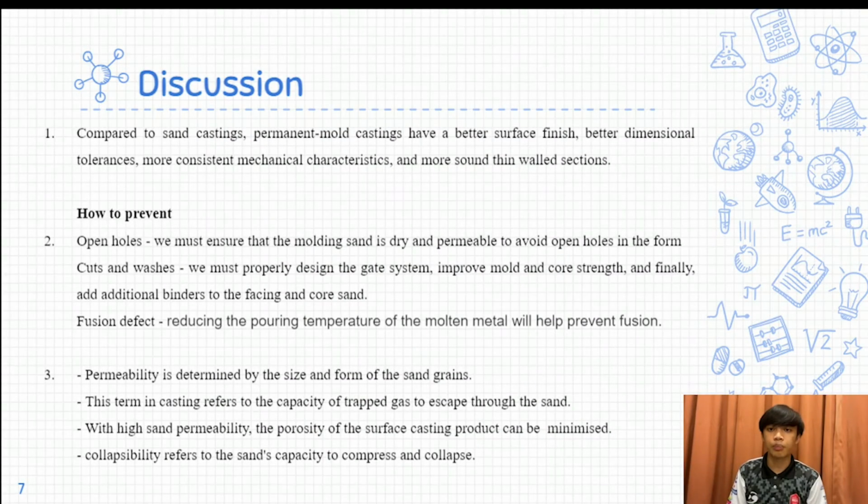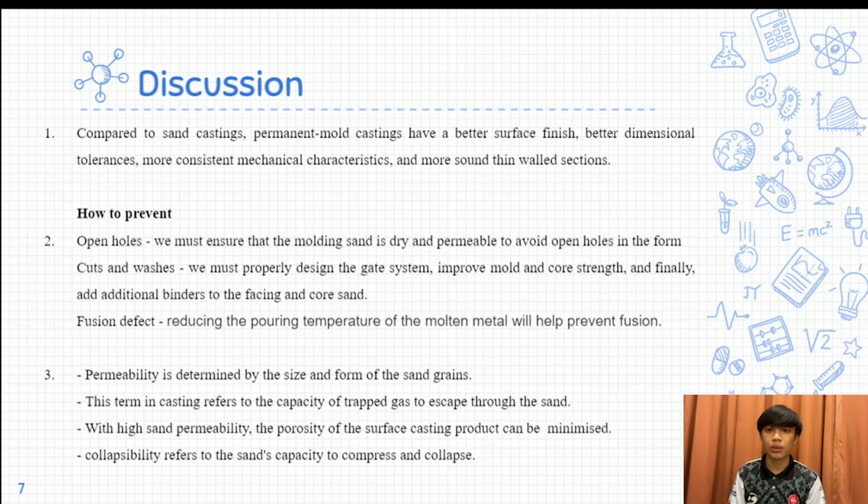Third is about permeability and collapsibility. Permeability is determined by the size and form of the sand grains. This term in casting refers to the capacity of trapped gas to escape through the sand. With high sand permeability, the porosity of the surface of the casting product can be minimized.